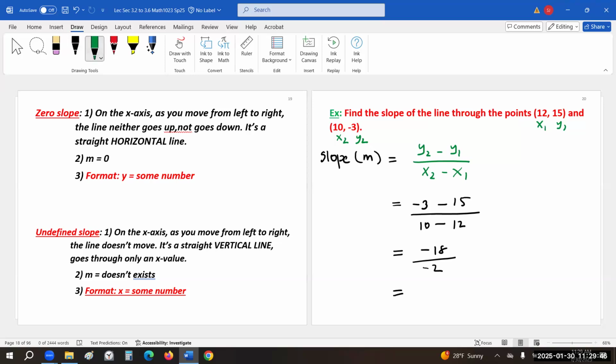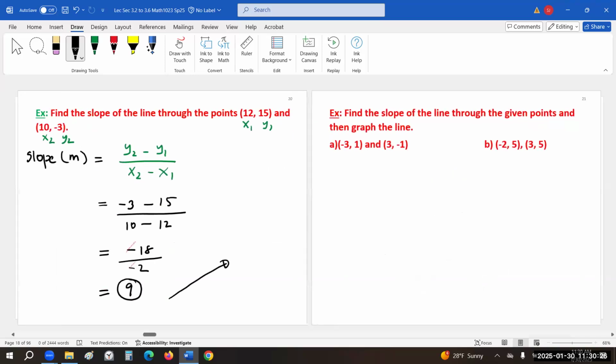What happens to them? They cancel. And 2 goes into 18 how many times? 9. So is this a positive number or a negative number? Positive number. So what type of line do we have that connects those 2 points? Upward or downward? Upwards. It's a line that is increasing when you walk from your left side to the right side. Any question? No?